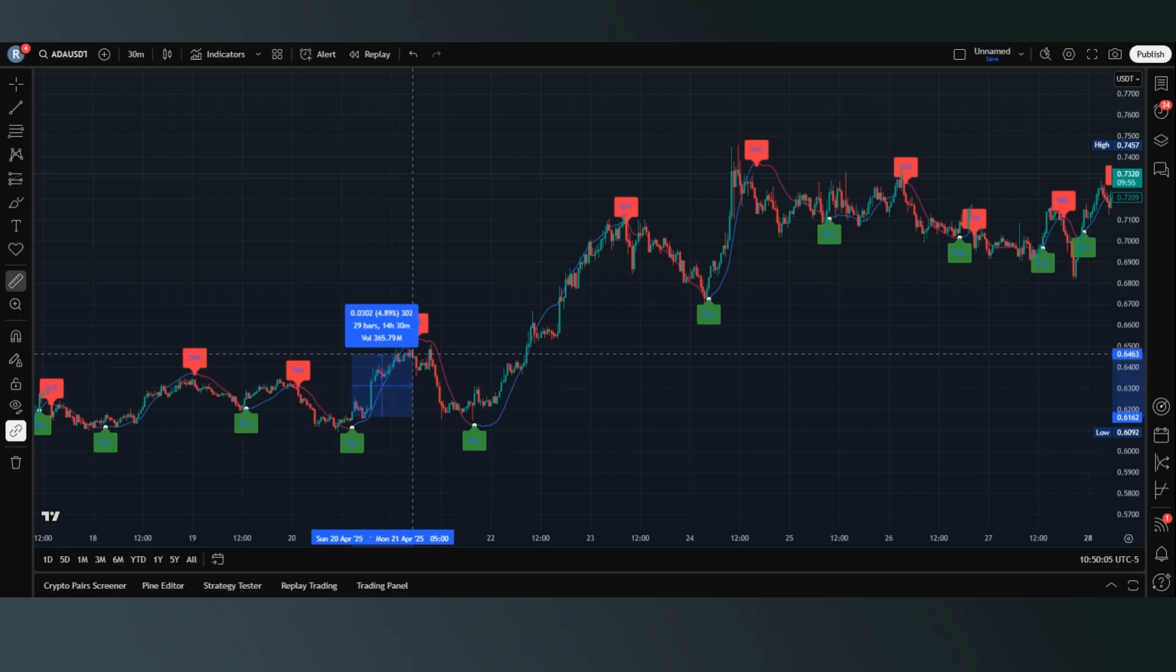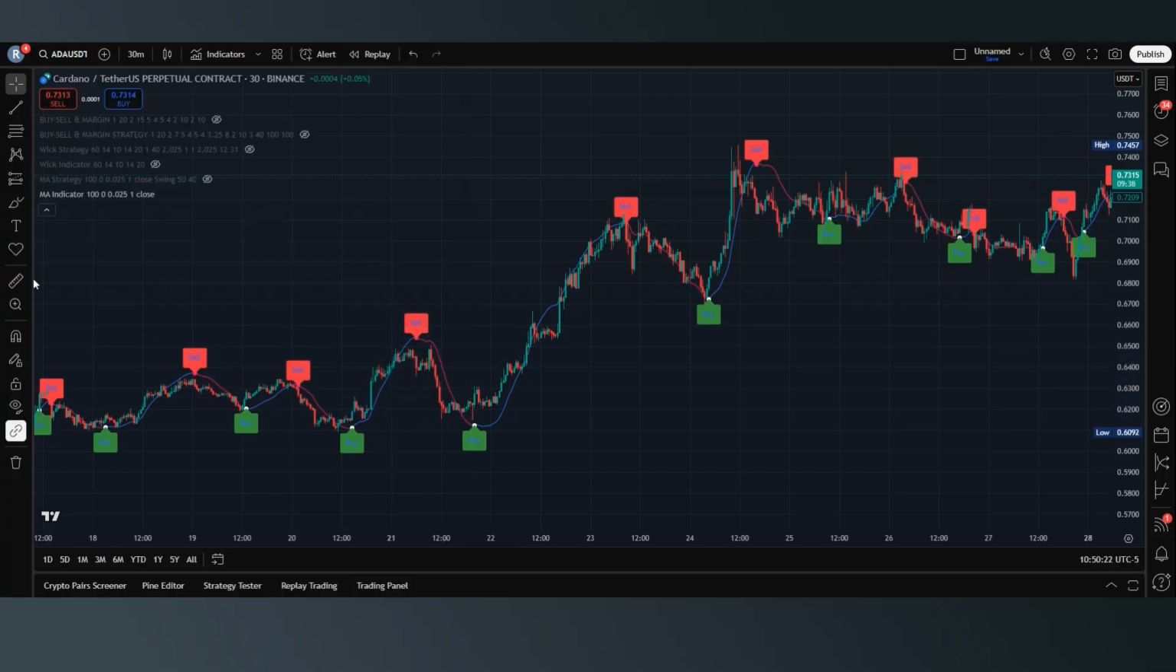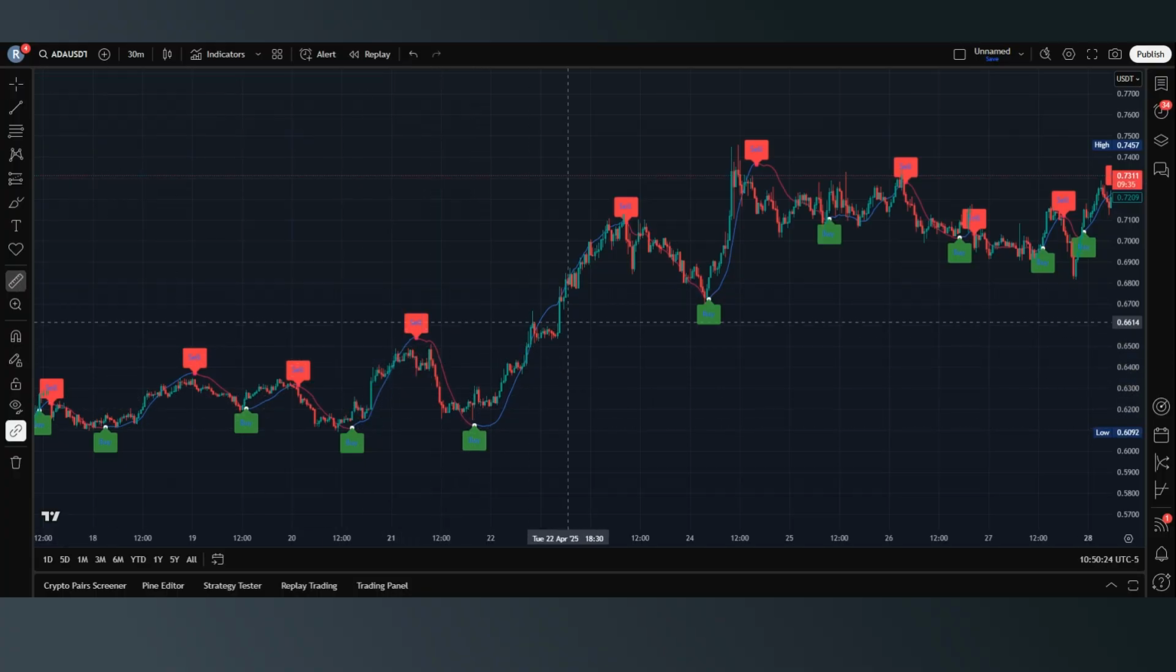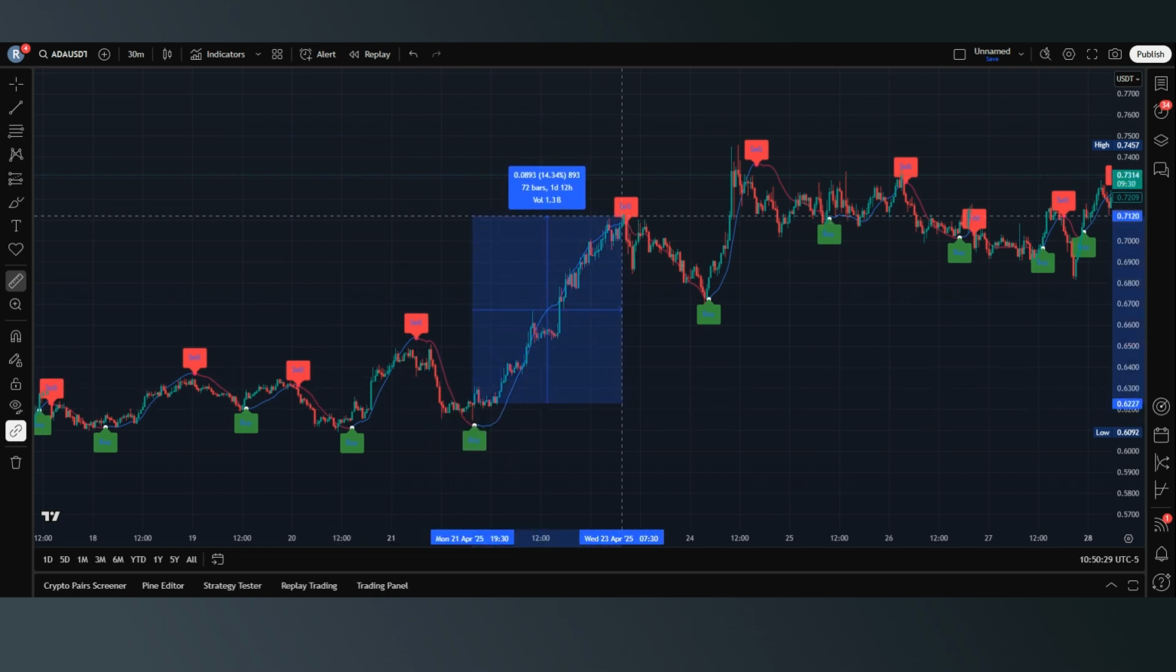For example, if you would have left it open from buy to sell, you would have had roughly about a 5% gain from this buy signal to the sell signal. So about a 5% gain within 31 bars, so about 15 hours, which is really good. And then you start seeing some really cool movements, right? From this buy signal to this sell signal, we would have had here a 14.1% gain in about a day and 13 hours, so in about 74 bars, which is really good.